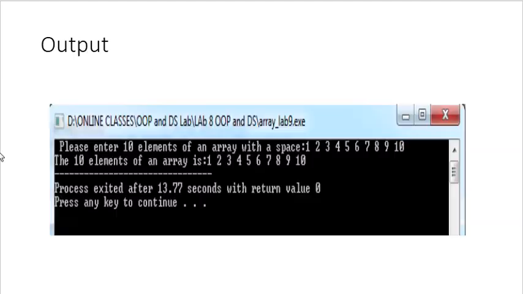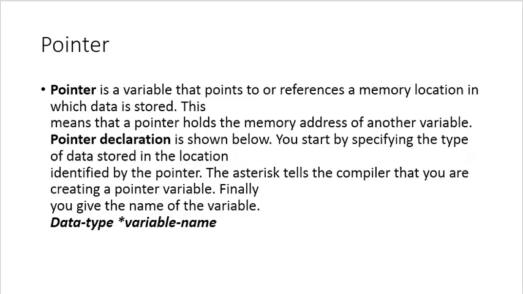So the output will be that first the program will ask the user to enter the 10 elements, so the user will enter the 10 elements, and then the 10 elements will be displayed. So for the first statement we will use a for loop, and for the second statement the for loop will also be used. So now coming toward the second topic of the lab, which is pointer.